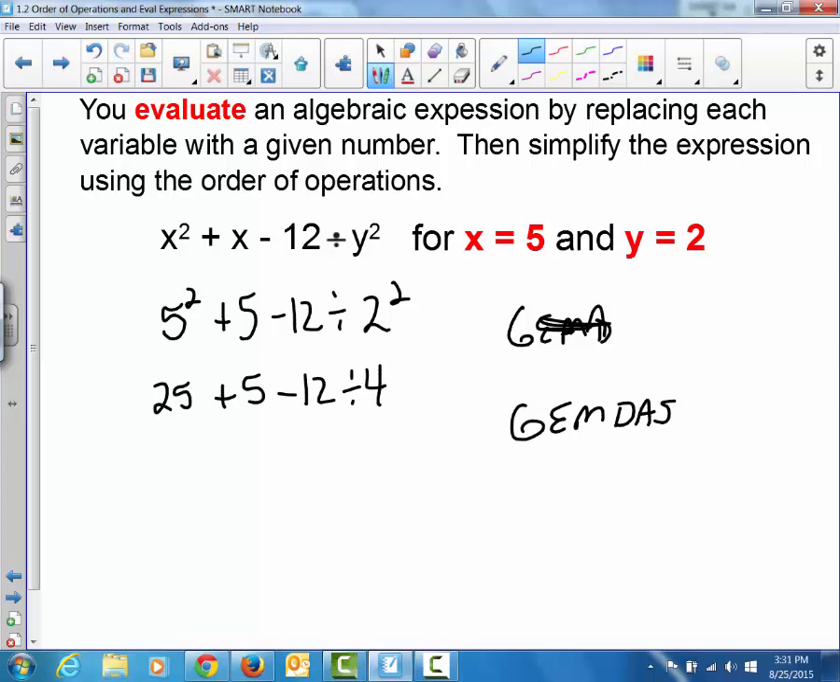Okay? Then we come back over here and we ask, what's next? Let me get my marker so I can see it here. So we check what's next. Exponents we've taken care of. Now multiplication and division. Well, we've got some division right here. So we go 25 plus 5 minus 12 divided by 4 is 3. So now we've got plus and minus. But see, addition and subtraction you can do in any order that you want to. We're going to do 25 plus 5 and we get 30 minus 3, which is 27.